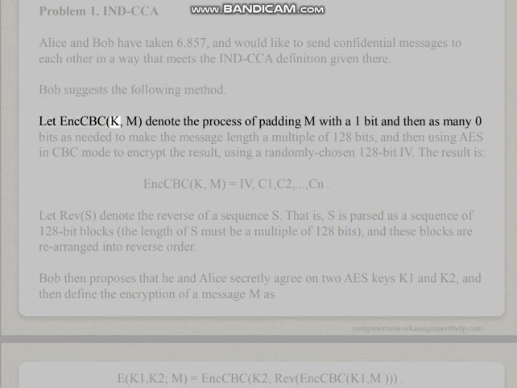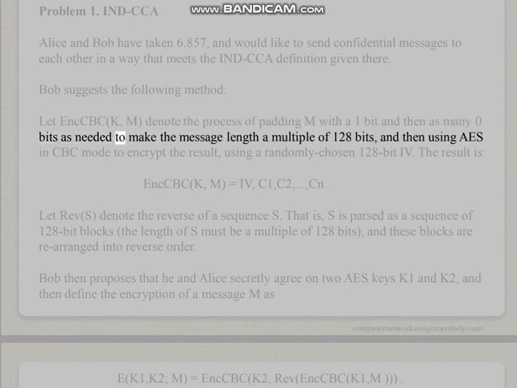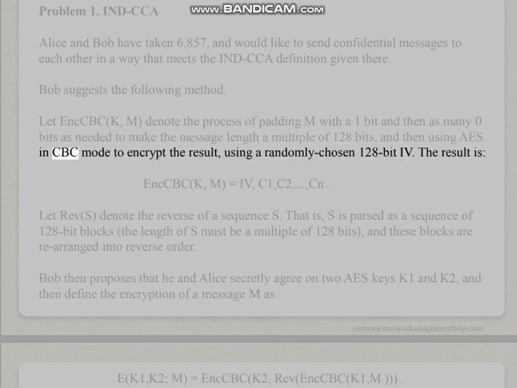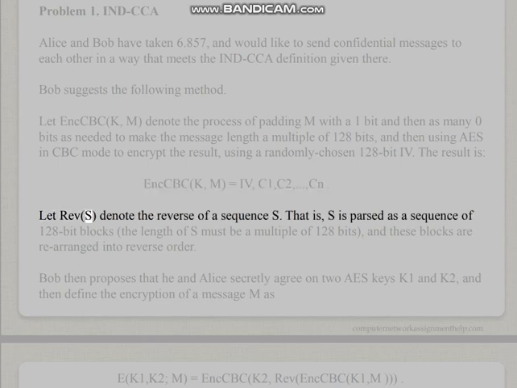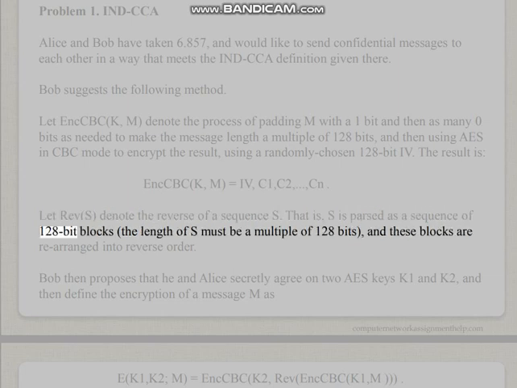Let ENC(K, M) denote the process of padding M with a 1-bit and then as many 0 bits as needed to make the message length a multiple of 128 bits, and then using AES in CBC mode to encrypt the result, using a randomly chosen 128-bit IV. The result is ENC(K, M) = IV, C1, C2, ..., Cn. Let rev(S) denote the reverse of a sequence S. That is, S is parsed as a sequence of 128-bit blocks. The length of S must be a multiple of 128 bits, and these blocks are rearranged into reverse order.